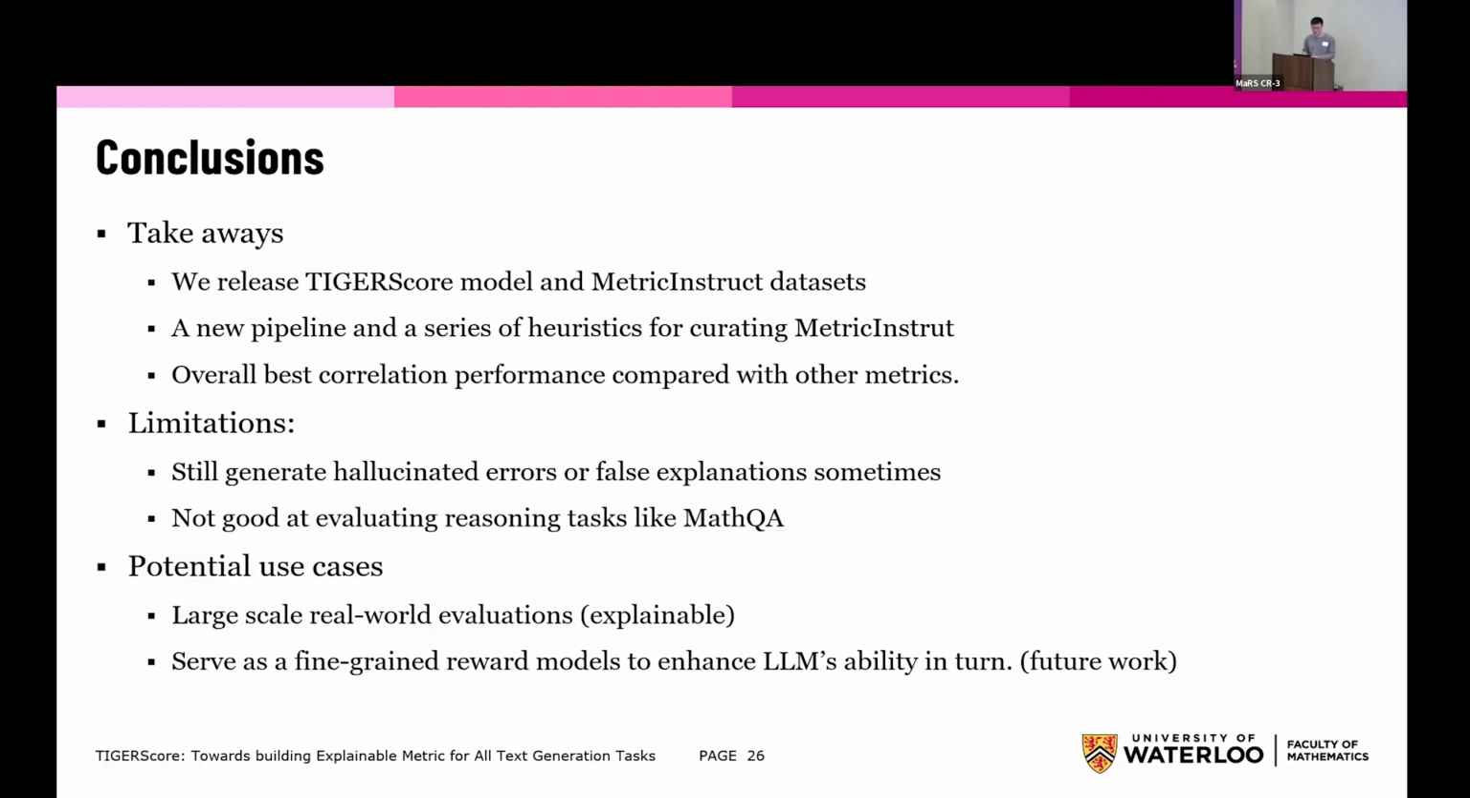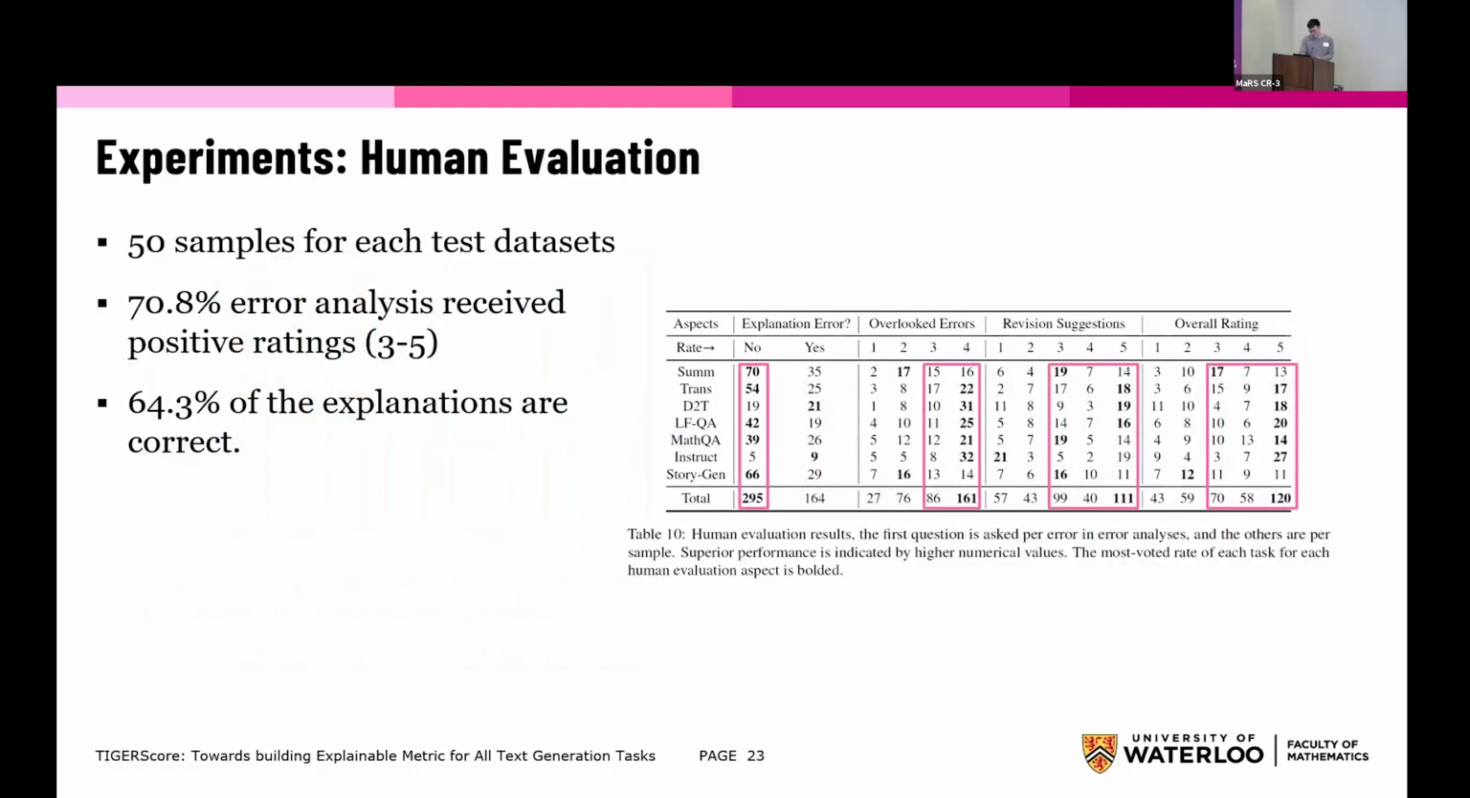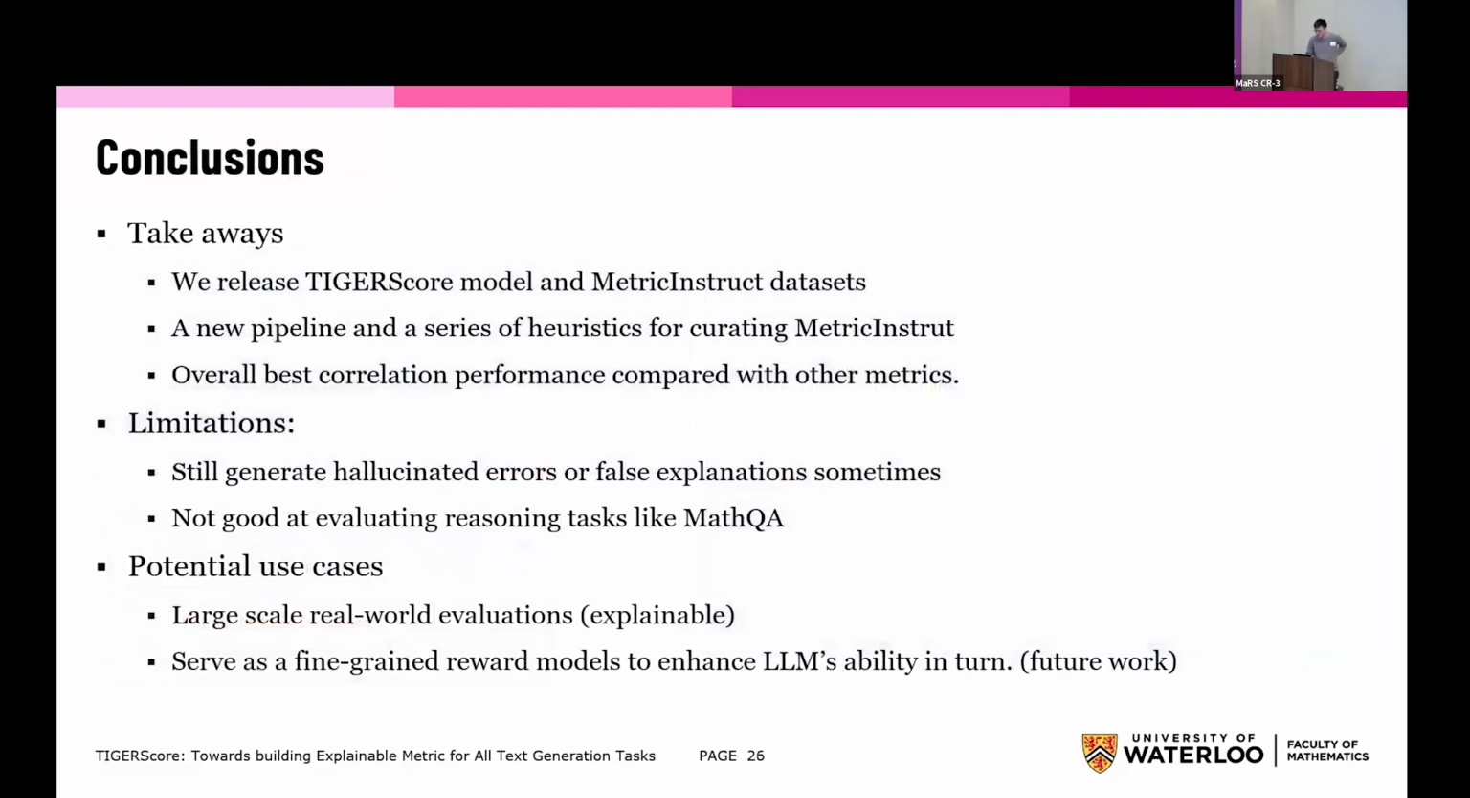So the conclusion and the takeaways are that we released TIGERScore and we released a new pipeline to curate the MetricInstruct, and we achieve the overall best performance compared to other metrics. And the limitation is that we still generate hallucinated errors or false explanations sometimes, as we can see here. So sometimes the explanation contains some errors, and sometimes the revised suggestion is not useful or there are overlooked errors in the evaluation results. So that's kind of future improvement points.